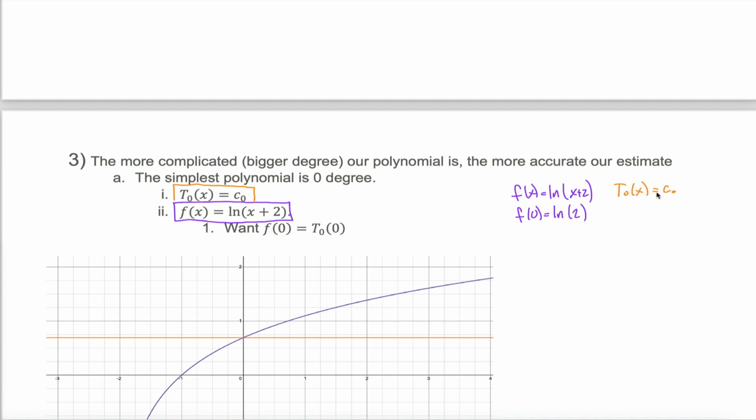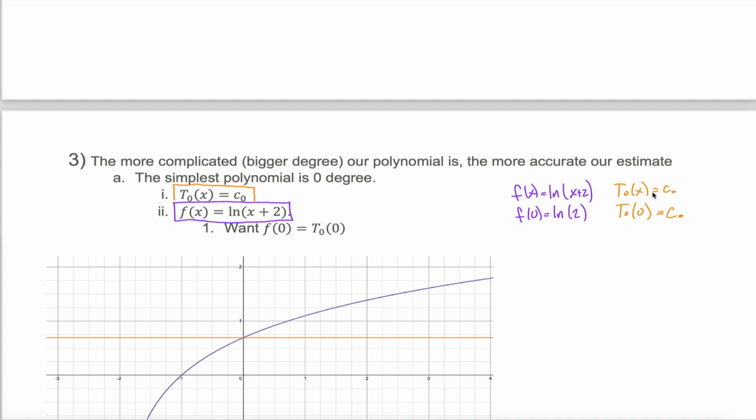And in order for this polynomial to best approximate this function when x equals 0, I want the height of this polynomial to be the same as the height of this function when x equals 0. The height of the function when x equals 0 is the natural log of 2. The height of the polynomial when x equals 0 would be t0 of 0. In other words, copy exactly what you see up here, changing all the x's into zeros. Well, there are no x's to change into zeros, so I just get c0.